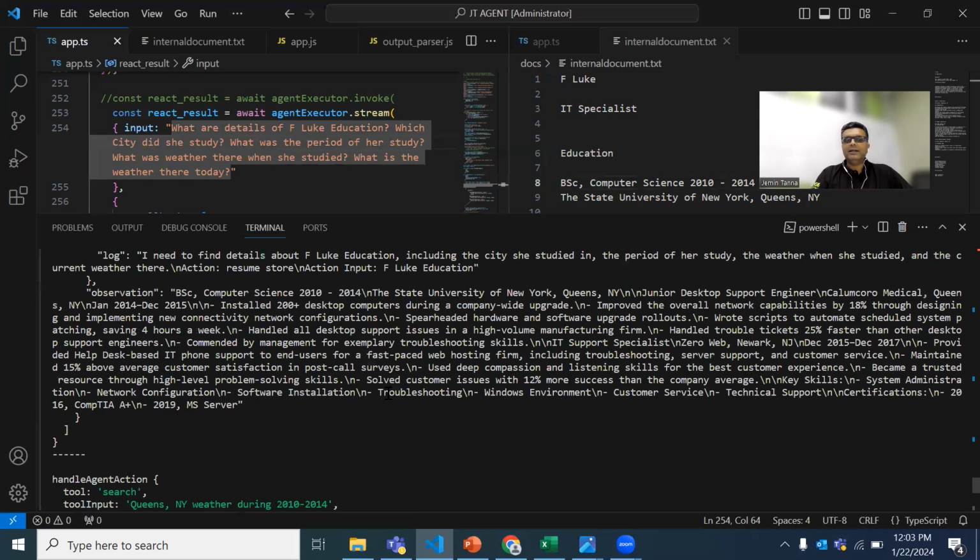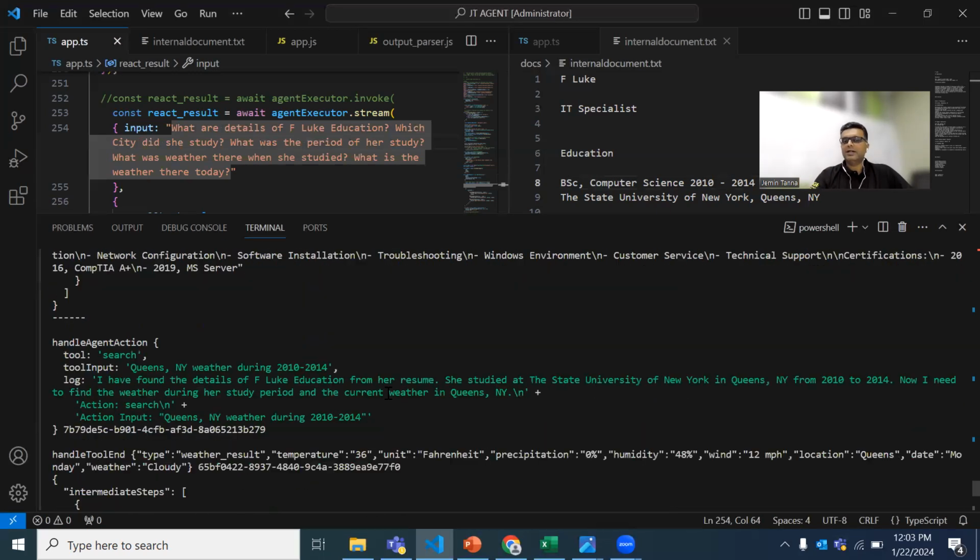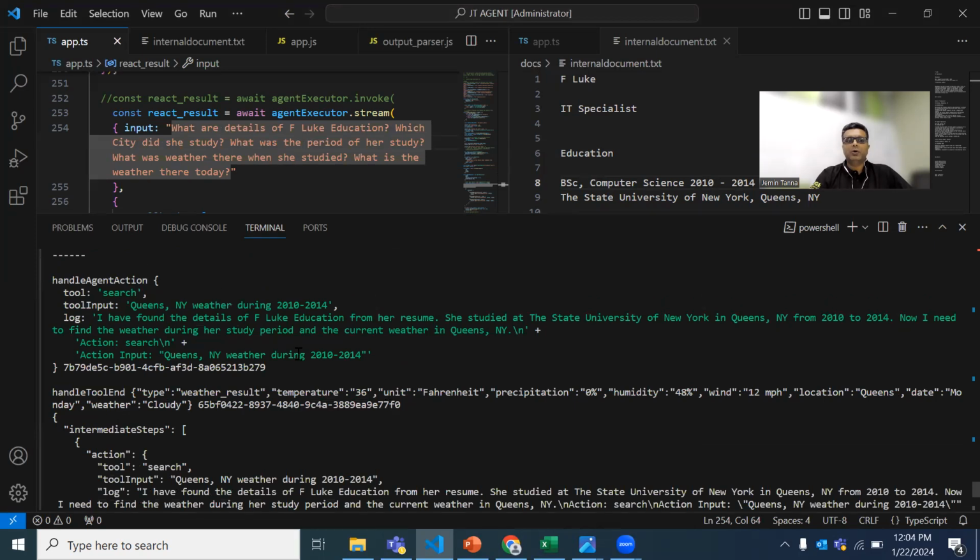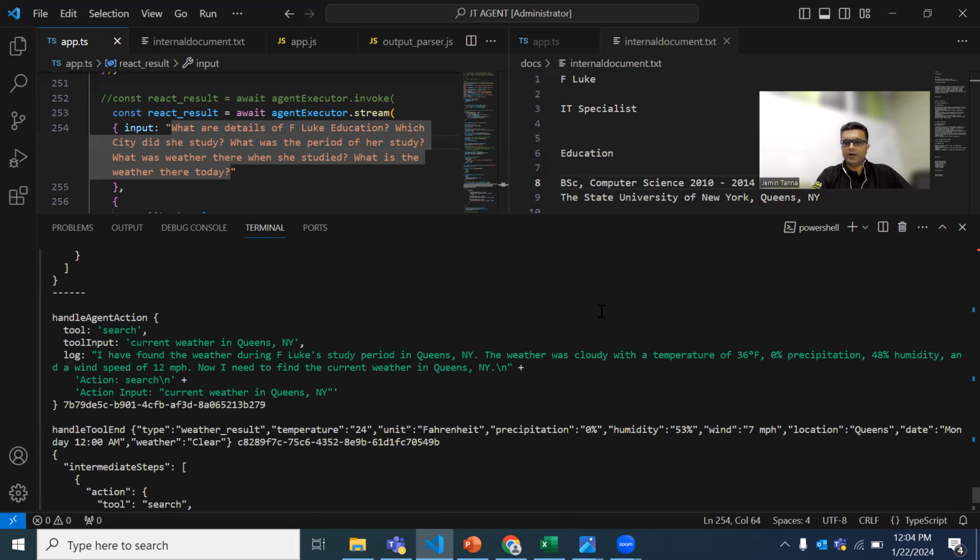For example. And then it does, I've logged a lot of intermediate state, it does a lot of other observations, and then says, okay, now I know it's Queens, New York, and I need to know the weather from 2010 to 2014, because that is where F. Luke studied. And the tool is search. So SERP API I have consumed. So the agent goes and finds out, okay, during that time, I need to find the weather, right? And it would find the weather in terms of degrees, humidity, et cetera. And then the next step is I want to find the current weather. That's what the agent decided on its own.